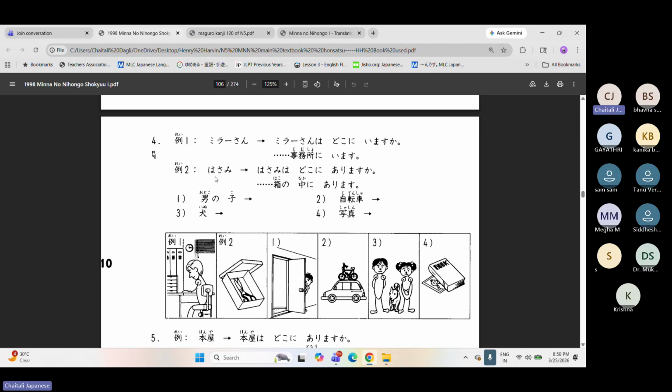Hasami, scissors. Hasami wa doko ni arimasu ka? Where is the scissors? Hako no naka ni. Inside the box. Hako no naka ni arimasu. Inside the box. Okay?